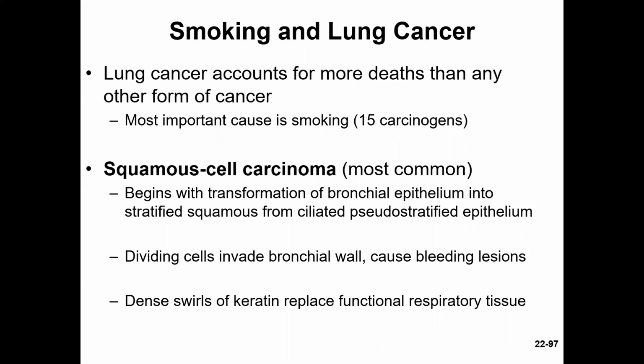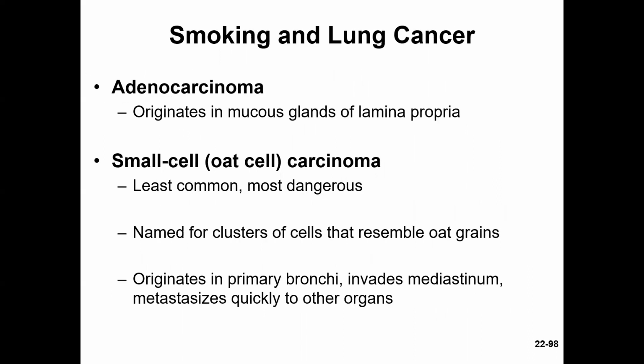So, smoking and lung cancer. Lung cancer accounts for more deaths than any other form of cancer. The most important cause is contributed to by smoking. There are 15 carcinogens in it. Squamous cell carcinoma is the most common. It begins with the transformation of bronchial epithelium into stratified squamous from ciliated pseudostratified epithelium. The dividing cell invades the bronchial wall, causes bleeding lesions, and then there's a dense swirl of keratin that replaces functional respiratory tissue.